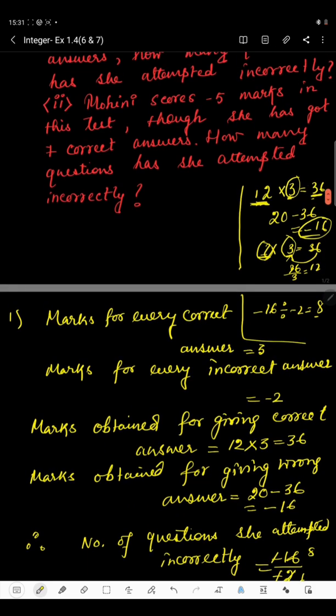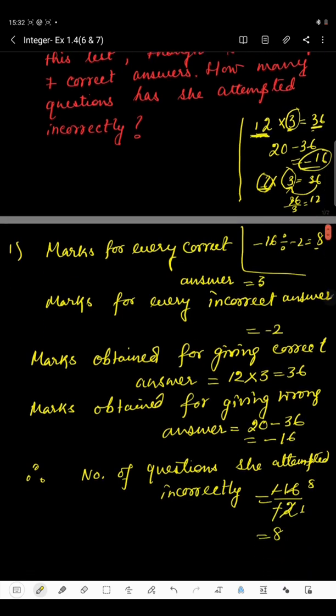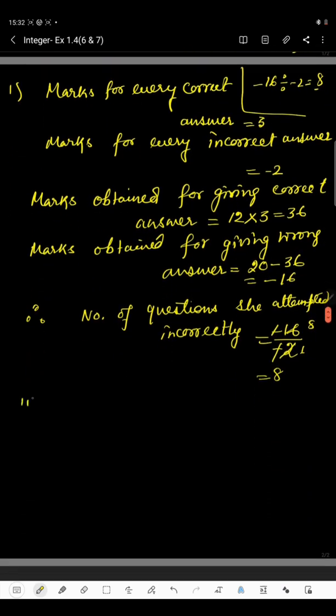Now the second part of this question, Mohini scores -5 marks. Similarly, we will have to do because here also the score is given, and though she has got 7 correct answers, how many questions has she attempted incorrectly? Again, we will have to find the number of questions she attempted incorrectly. So here we will write marks obtained for giving correct answer.